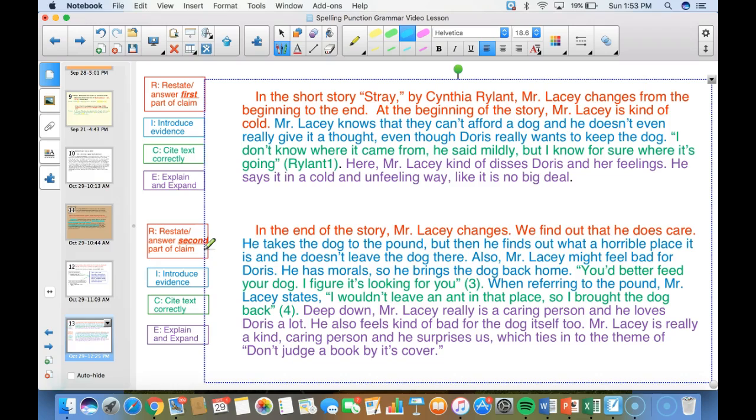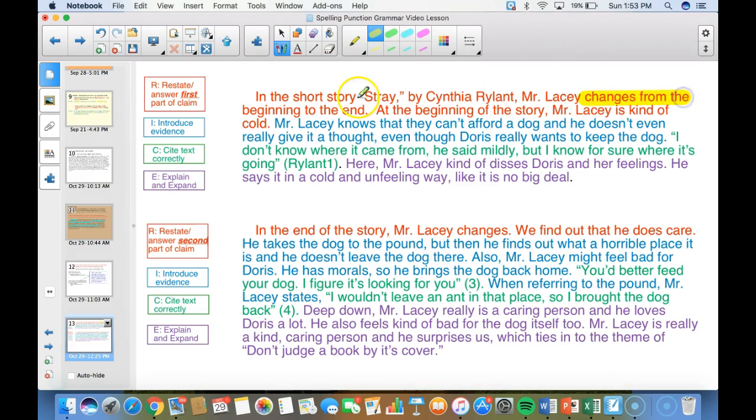So in the short story of Stray by Cynthia Rylant, Mr. Lacey changes from beginning to end. This is the restate and the initial claim, and now you have to have a mini claim that answers the question. At the beginning of the story, Mr. Lacey is kind of cold. You could say he's cold, he's distant, he's uncaring, he's unfeeling. Any of those would be the mini claim that you're going to prove now with your evidence.